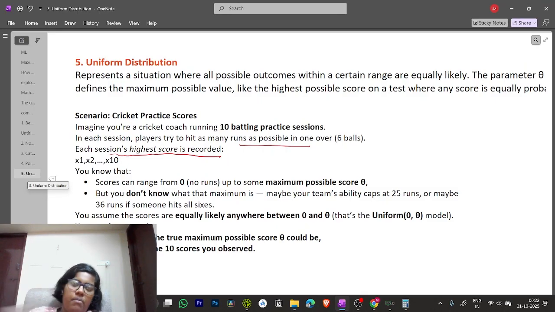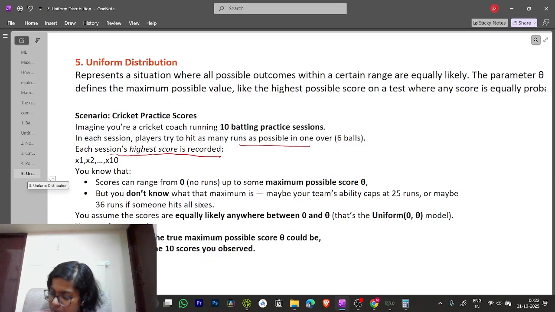So for example, let's say in the first batting session, Virat hit x1. x1 is the maximum number of runs which Virat hit. For x2, it is not necessary that Virat should have hit it. It could have been Dhoni who hit it, or it could be Sehwag who hit it. So that's what we do, and we have it for a period of 10 times.